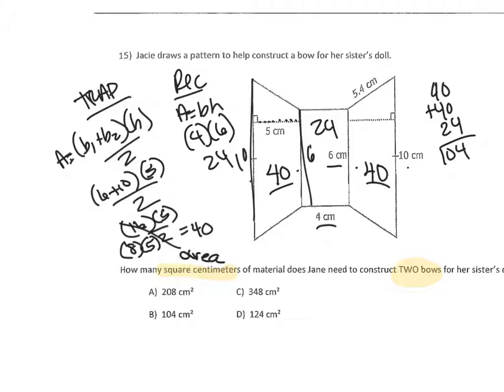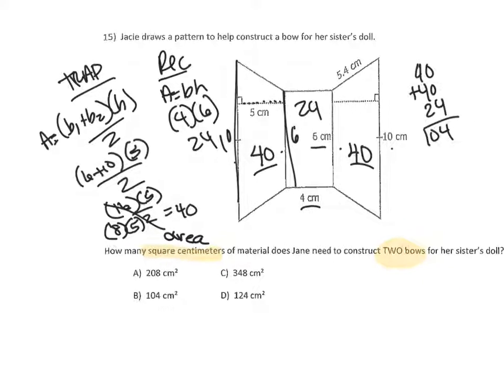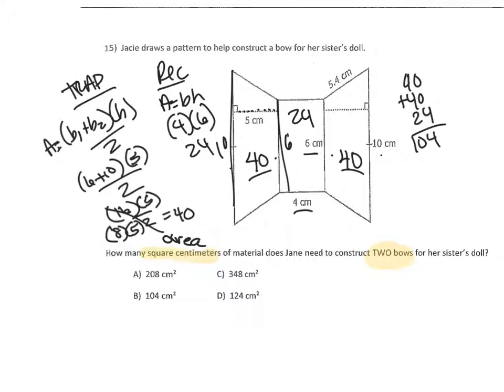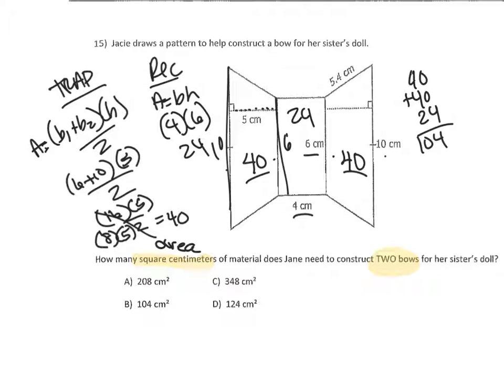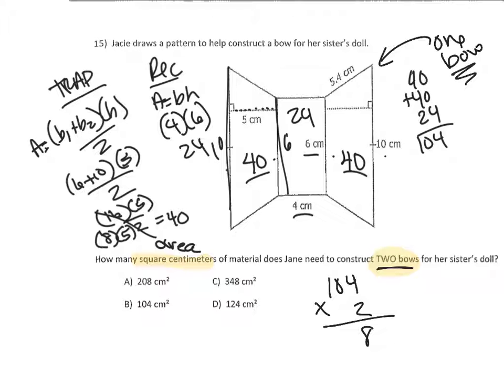Great. And I see that answer choice. And a lot of you are going to pick that because you see the answer. It's on the answer choice. Bam, you're done. You're not done. 2 bows. This was 1 bow. Read very carefully. So we need to take 104 and multiply it by 2. And there it is. There's the real answer.